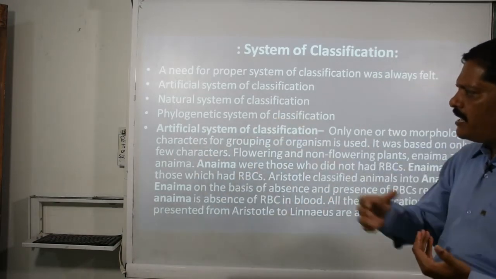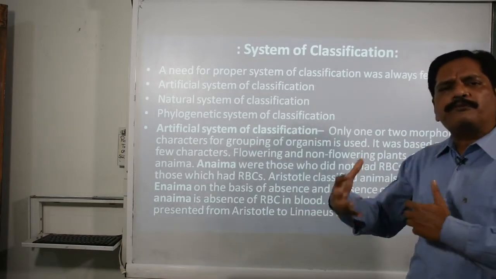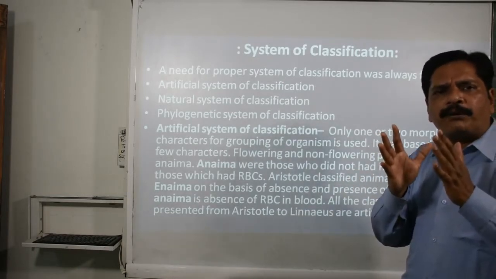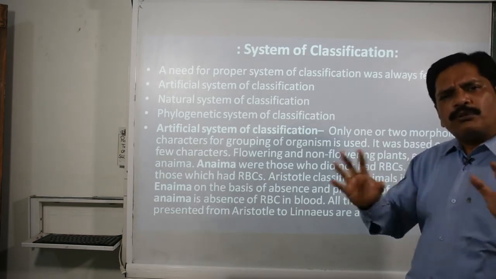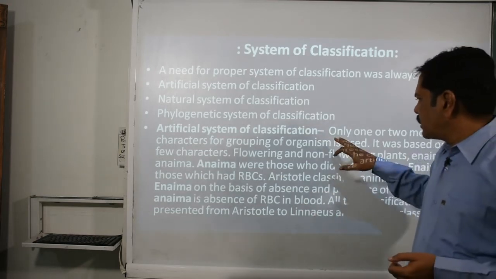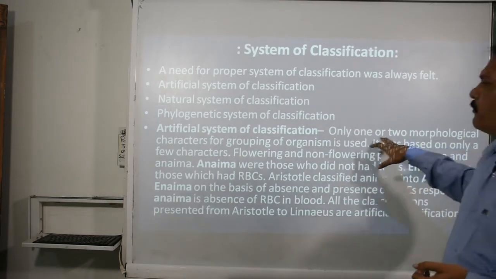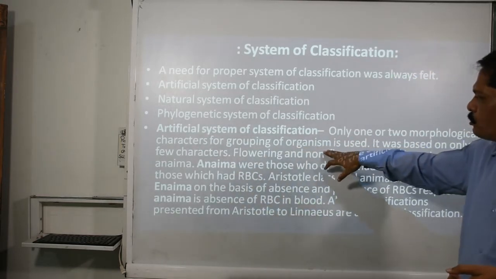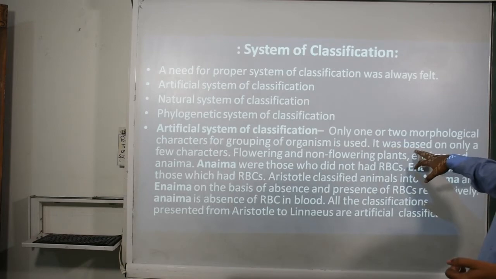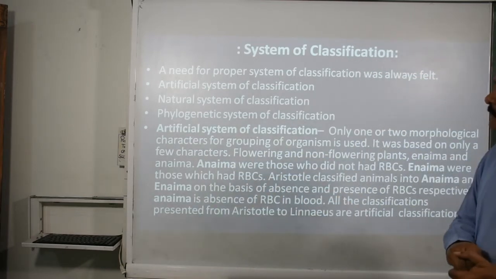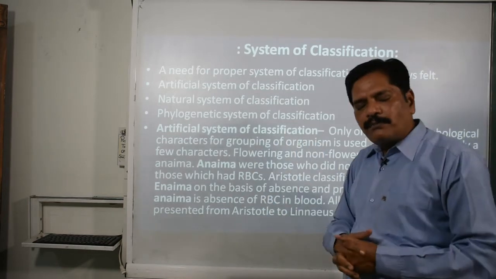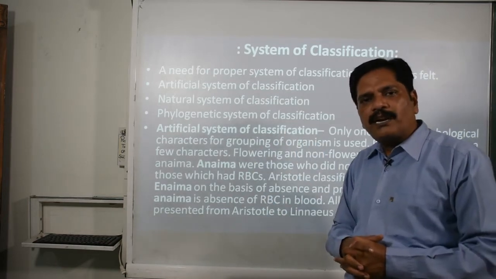Clear? As the name suggests, it is just a superficial and primitive way of classifying organisms, without much scientific basis. Only one or two morphological characters were used for grouping organisms, and it was based on only a few characters. Okay, now what is the basic feature of this artificial system of classification?